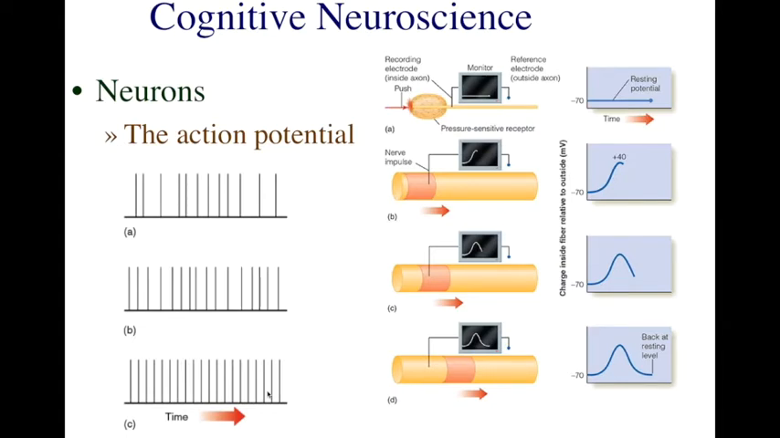So the amount of firing was directly related to the amount of pressure. This was how the sensory neuron was coding that quantitative aspect of the stimulus, the intensity of the stimulus.